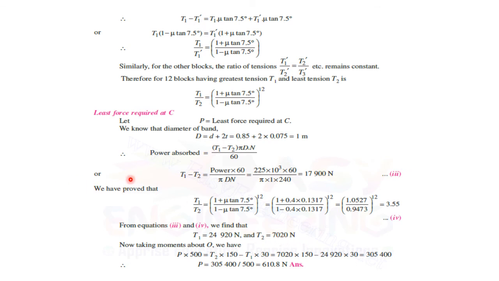After that we take moment about the pivoted point. P multiply 500, the distance between effort and pivoted point is 500 mm, is equal to T2 multiply 150, the distance between pivoted point and T2 is 150 mm, minus T1 multiply 30. 30 is the distance between tension T1 and pivoted point. Therefore P will be 610.8 Newton. That will be the final answer.